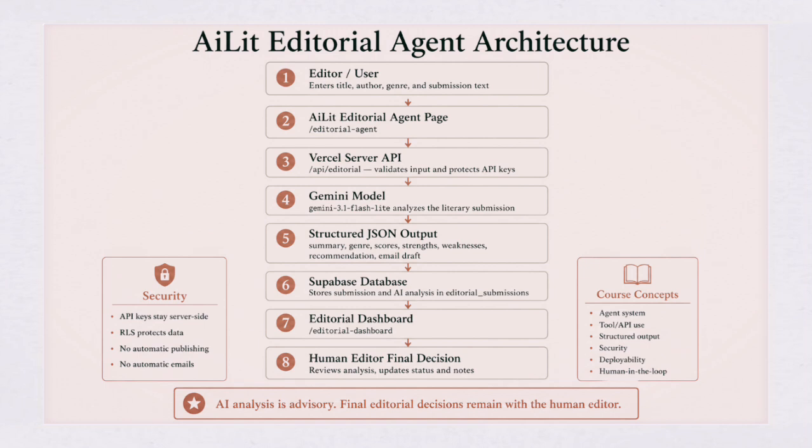From there, the editorial dashboard allows the human editor to review the analysis, update notes, change status, and make the final decision. The most important principle is human-in-the-loop control. AI analysis is advisory. Final editorial decisions remain with the human editor.